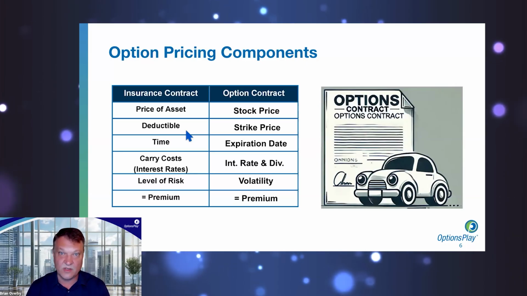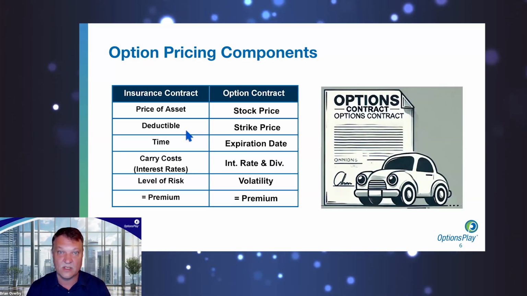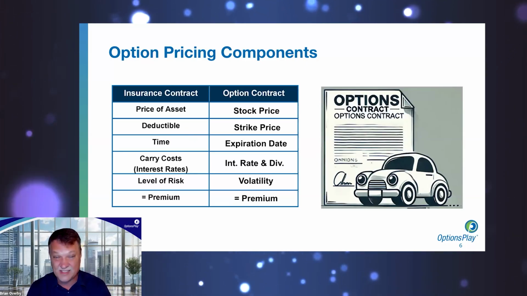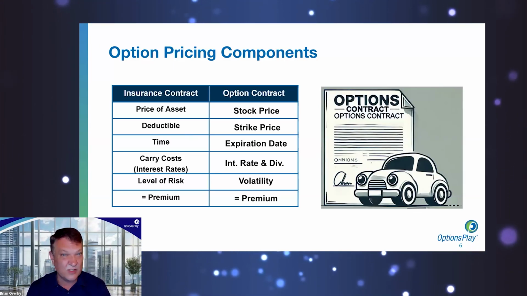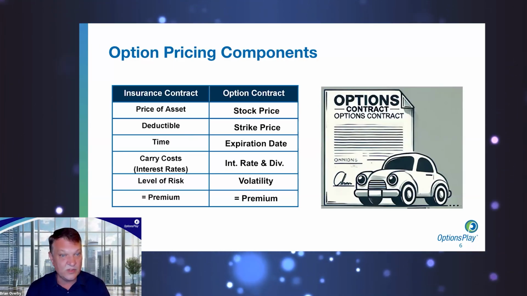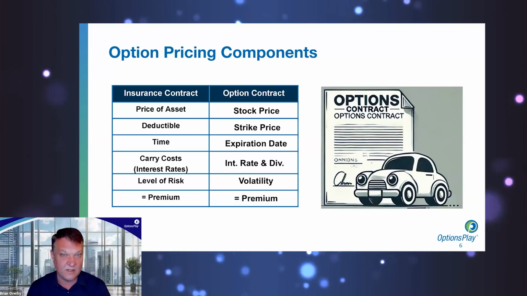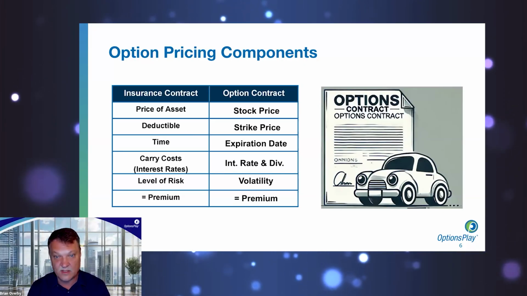Deductible. Car insurance, very rarely do you buy the 0 deductible car insurance. Why? Because if I buy the 0 deductible car insurance, it's usually quite pricey. So you usually say, I want the $500 deductible or maybe the $1,000 deductible.